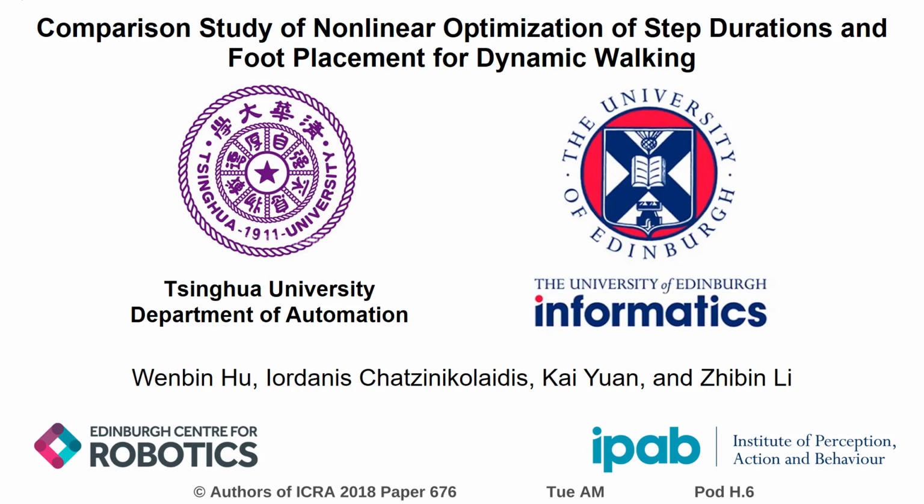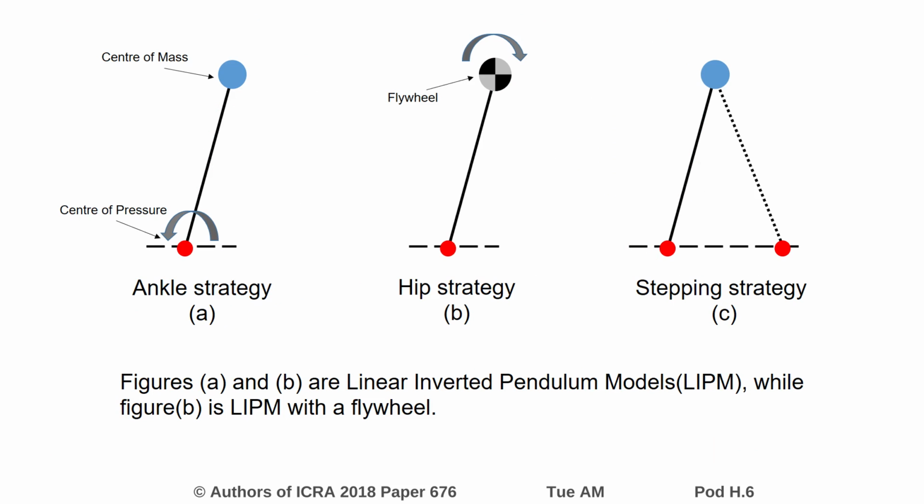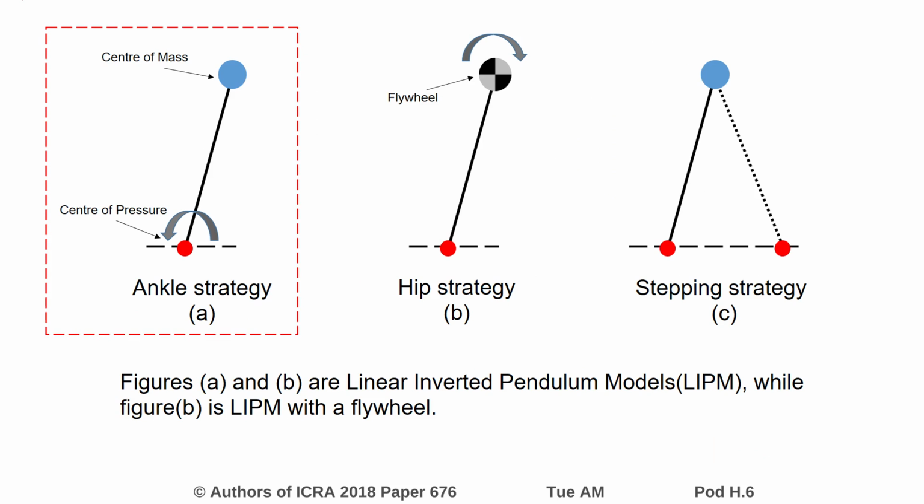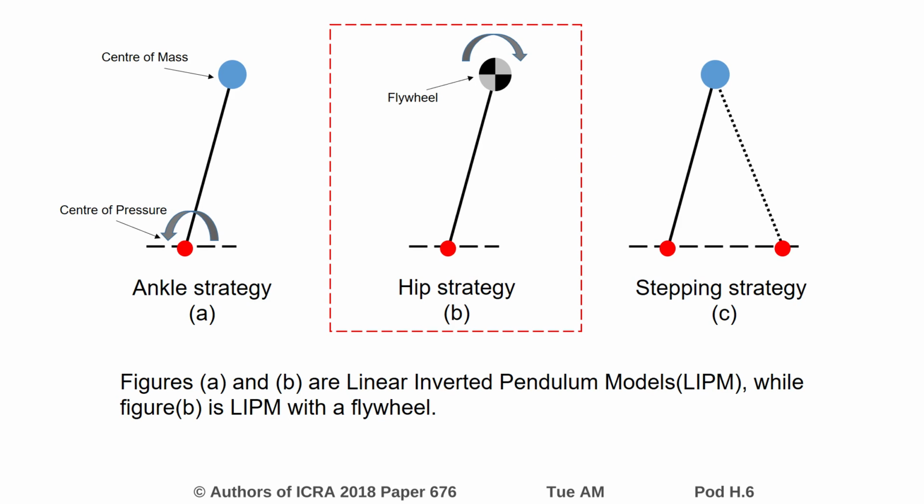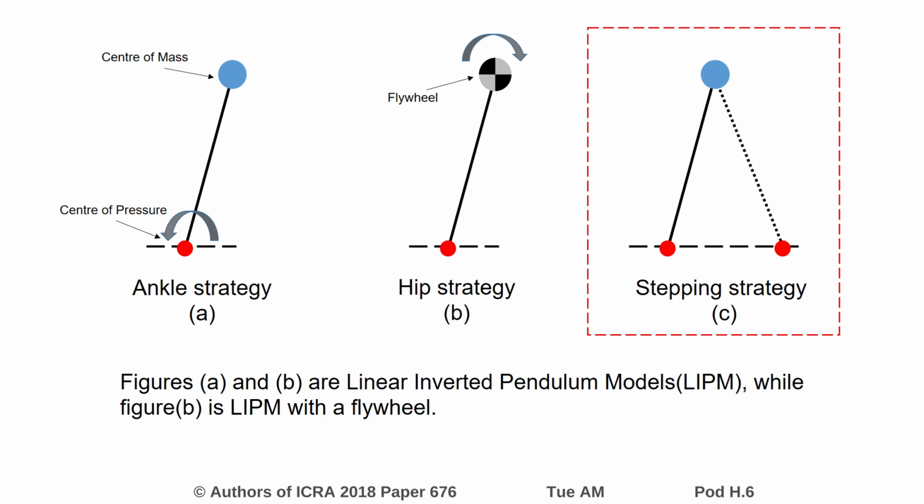Hello everyone, we are presenting a comparison study of nonlinear optimization of step durations and foot placements for dynamic walking. In order to deal with disturbances such as pushes, three common strategies are used. These are the ankle strategy, where the center of pressure is manipulated, the hip strategy, where changing the angular momentum around the center of mass is used to deal with external disturbances, and the stepping strategy, where a step is taken in order to reduce the acceleration of the center of mass.